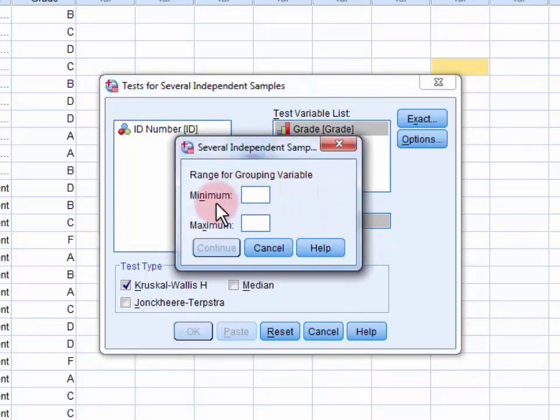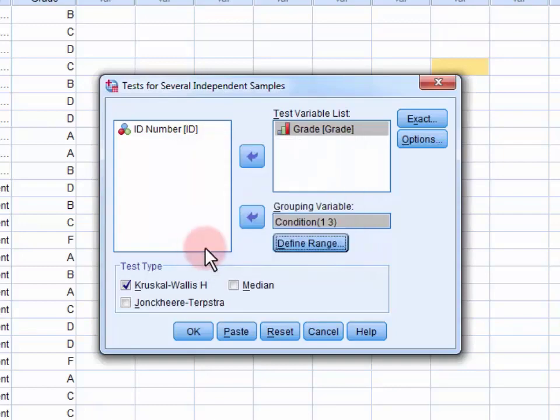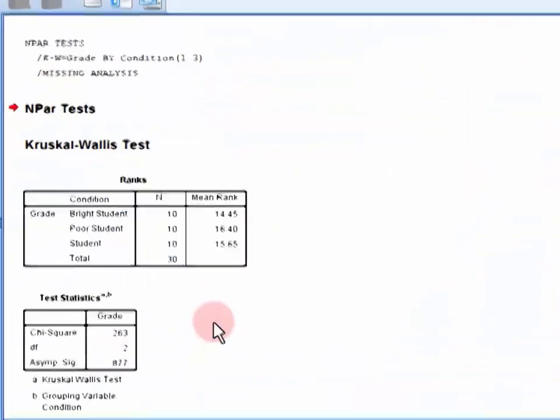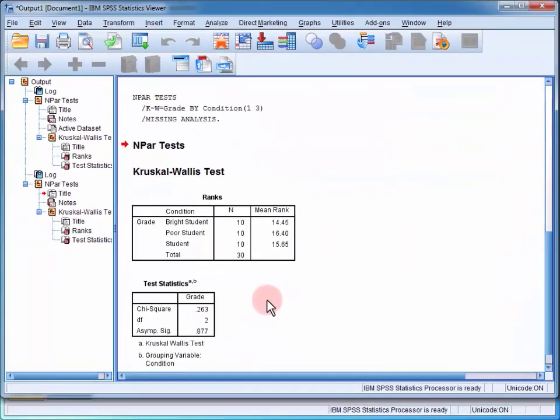Next we want to click on the Define Range button here. This is where we enter the smallest and the largest values of the IV. For us, this was 1 for bright students and 3 for controls. We click Continue to close the box. And we want to make sure that Kruskal-Wallis H is selected in the test type field. And then we click OK to run the ANOVA. You'll have the SPSS output pop up in the output window here.